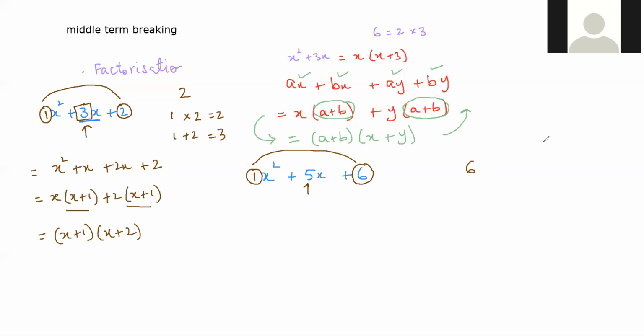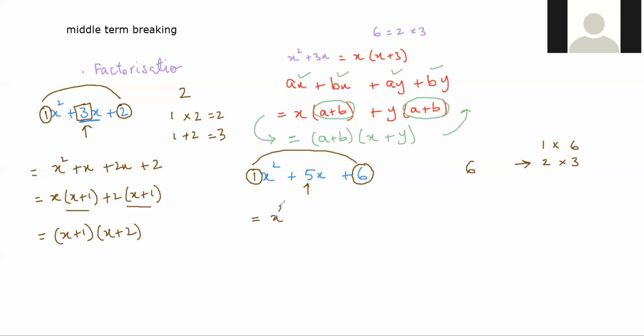So what are the possibilities? We have two possibilities. One is 1 times 6. The other is 2 times 3. They are both giving us a product of 6. Now we have to say which of them gives us a sum of 5. So you will be choosing this one.